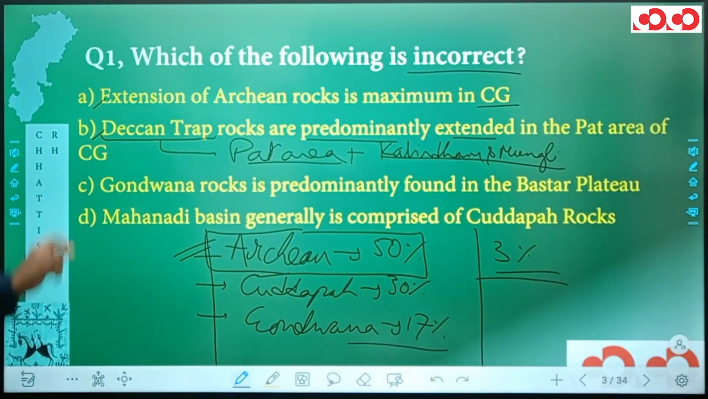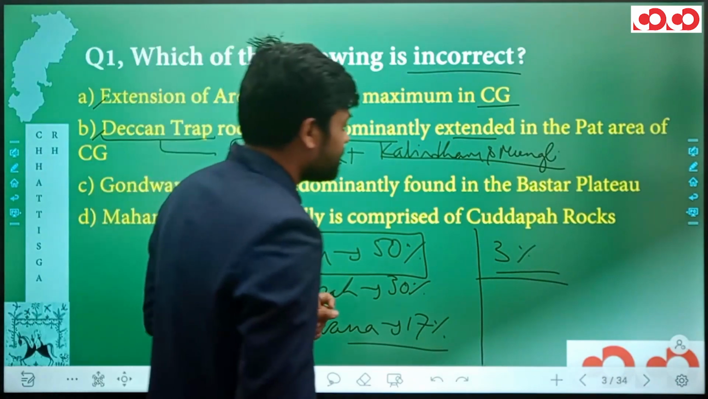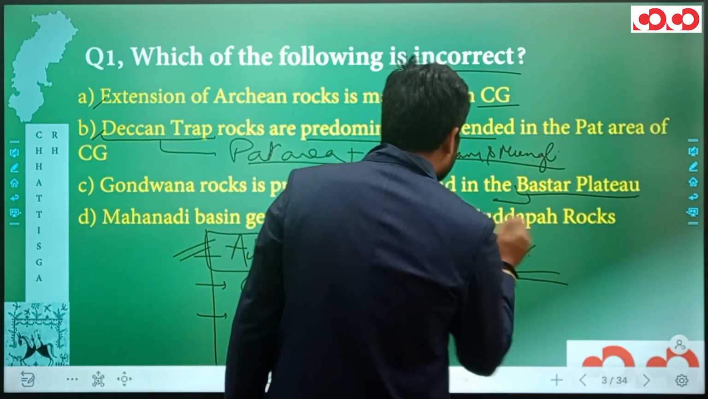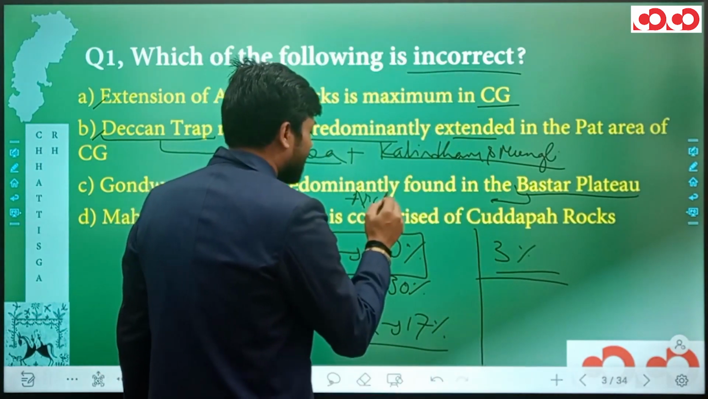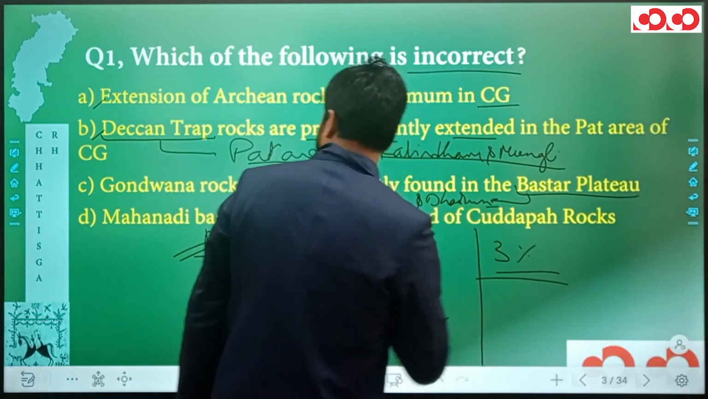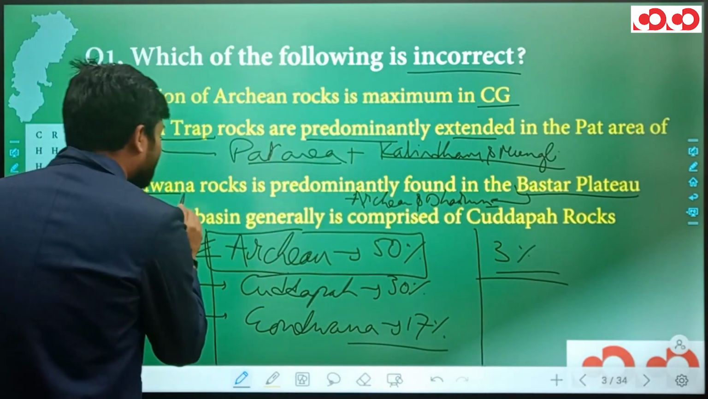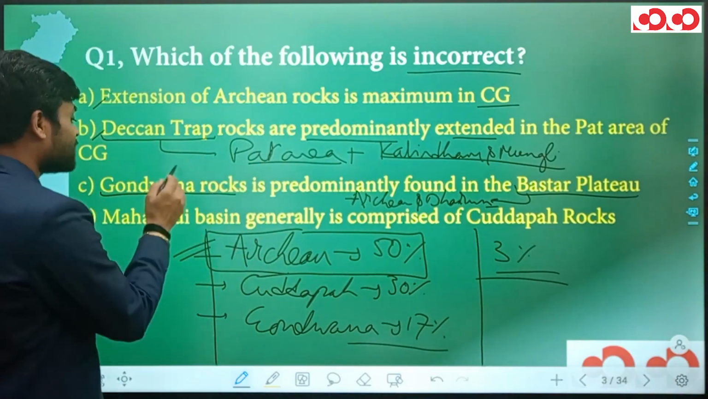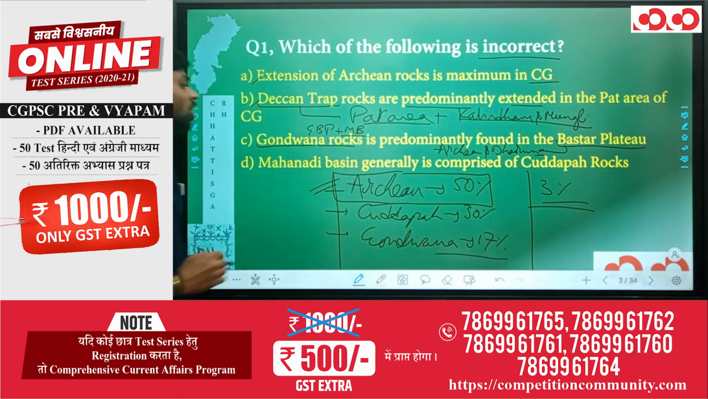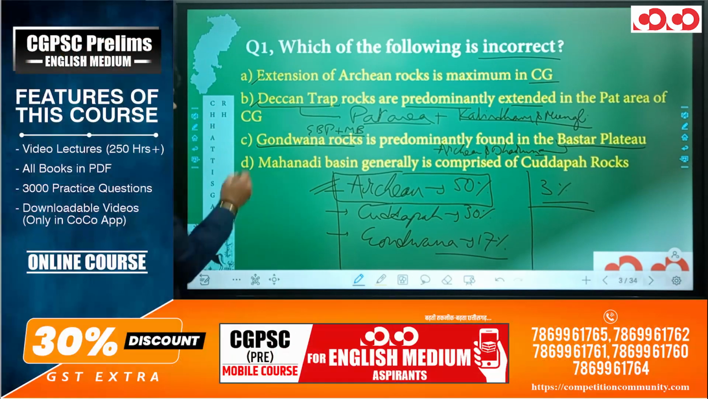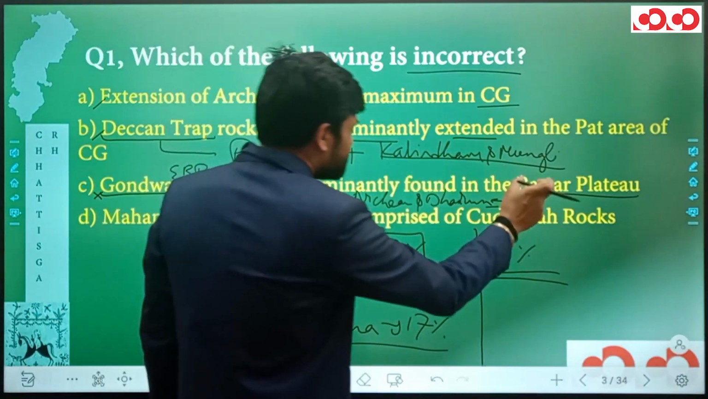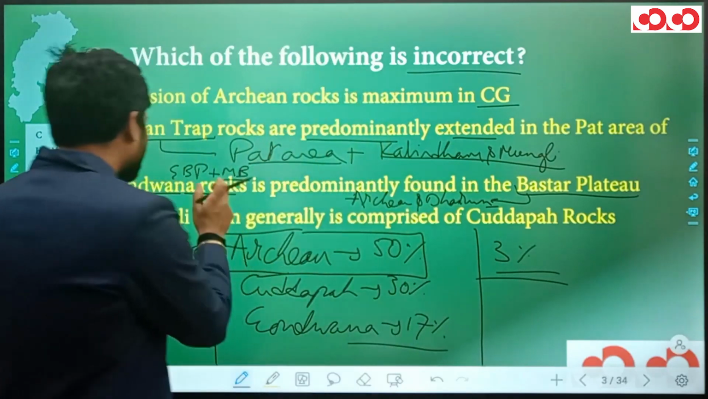Now, in option C, we have: Gondwana rocks are predominantly found in the Bastar Plateau. Let me tell you, in the Bastar Plateau, the rocks that are predominantly found are actually Archean and Dharwad. And Gondwana rock is predominantly found in the eastern Baghelkhand Plateau and in some parts of the Mahanadi Basin also. So this option C is going to be incorrect because the rocks that are predominantly found in Bastar Plateau are Archean and Dharwad and not Gondwana.